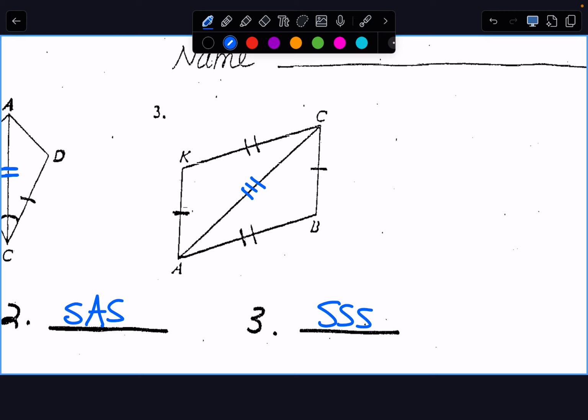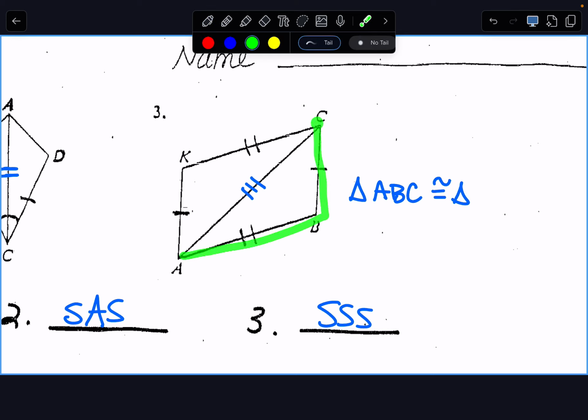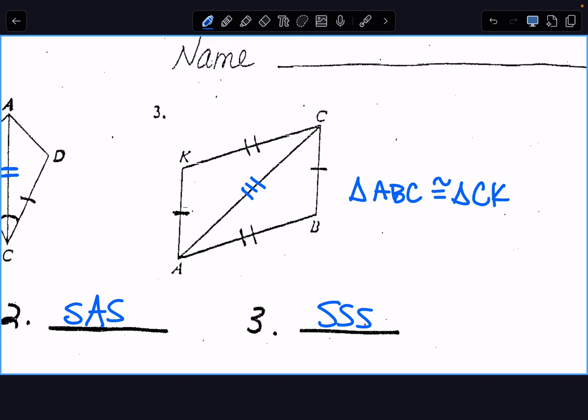I just want to go over this because we had a little bit of trouble on that green worksheet. So if I call this triangle ABC, what do I have to call the other one? CKA. C-K-A. Okay. A and C correspond with each other in each of the triangles, all right?